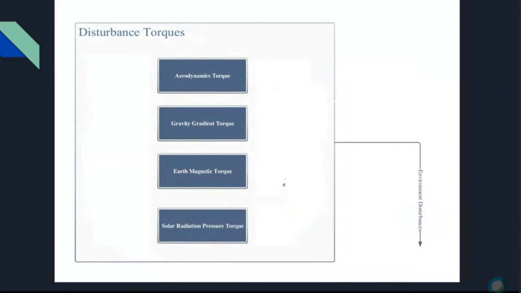So this subsystem will produce an output, the environmental disturbances, that will go into the satellite block.